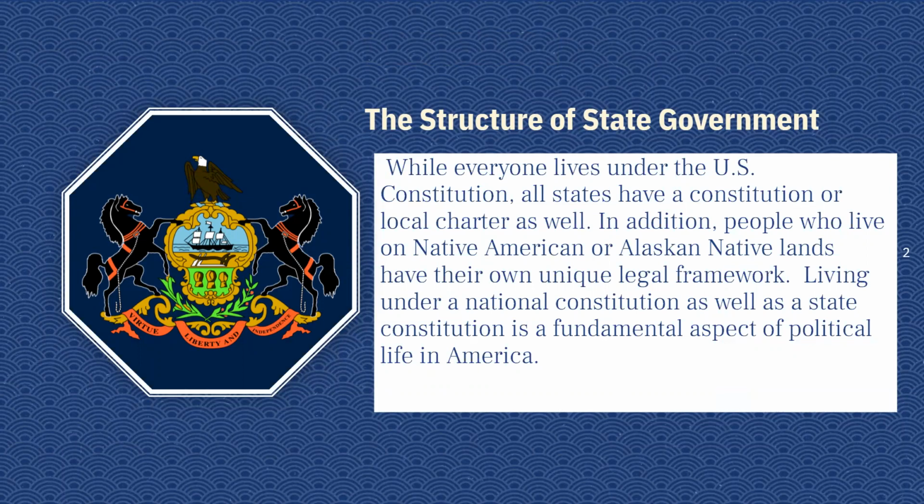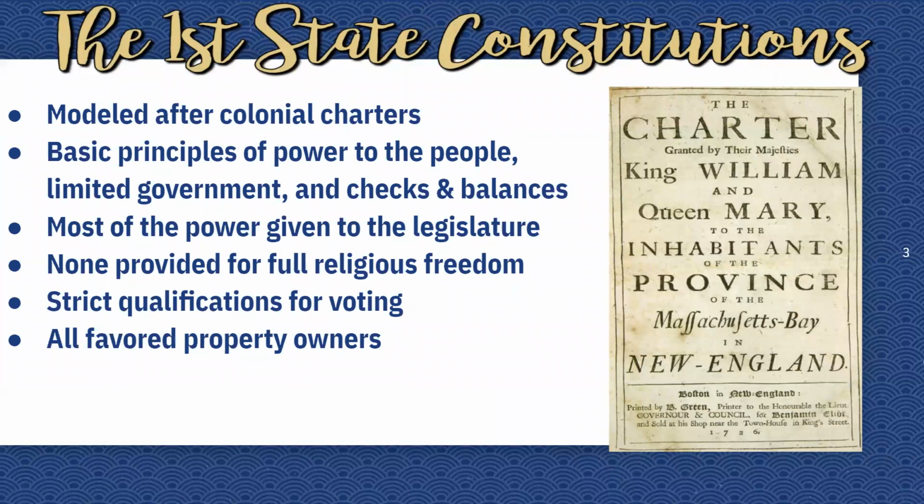Each state has its own constitution. So we're going to glance through that quick. The first state constitutions, they come from charters. A charter was a thing that was written by the king as a kind of legal framework for how the colony is going to work. It included some of the basic principles that are included today, things like power belongs to the people, the government can't do whatever it wants, that kind of thing.